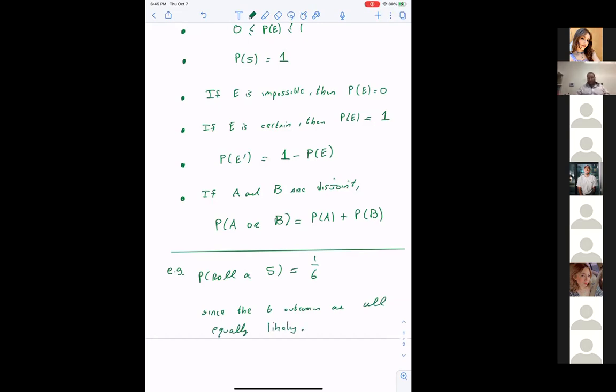The 6 outcomes are all equally likely. Because the 6 outcomes are all equally likely, that's why it's 1 out of 6. But just because there are 6 outcomes does not automatically make it 1 out of 6 each.